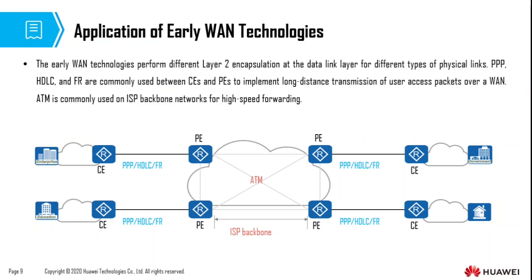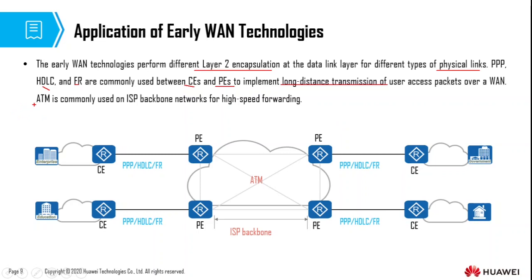Now we look at the early application of WAN technologies. The early WAN technologies perform different layer 2 encapsulation at the data link layer for different types of physical links. Depending on the physical link, this is important, you can use either PPP, HDLC, or FR to interconnect CE to PE in order to implement long-distance transmission of user access packets over the WAN.